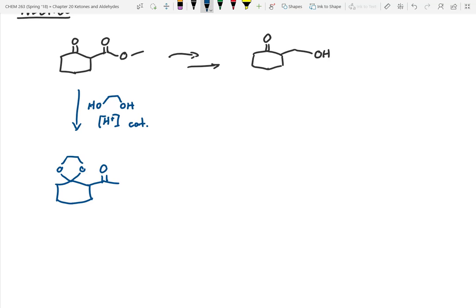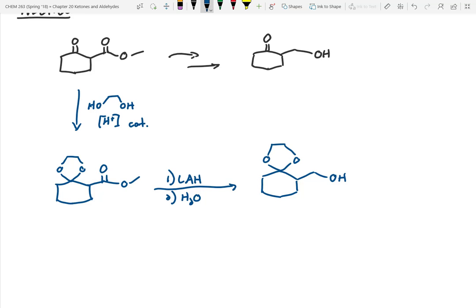The ester won't do anything. It'll just hang out there. And then in step 2, you can treat this with LAH, followed by quenching with water. That will reduce the ester because now your ketone's protected. But now we need to get to our final product, and how do we do that again? A lot of water, right? So flood it with water.